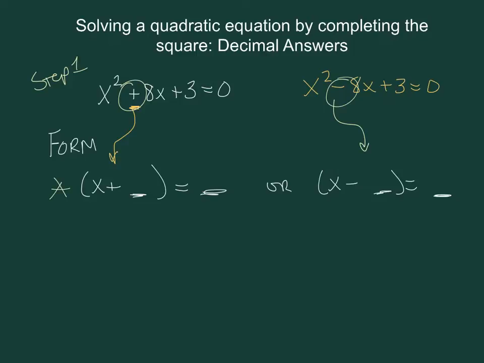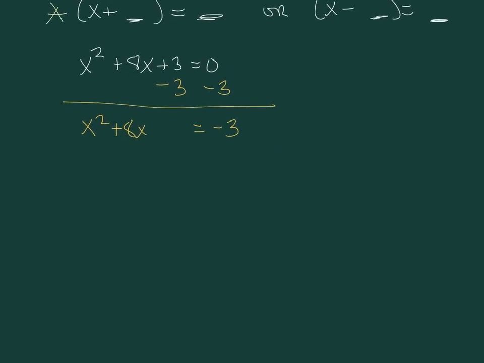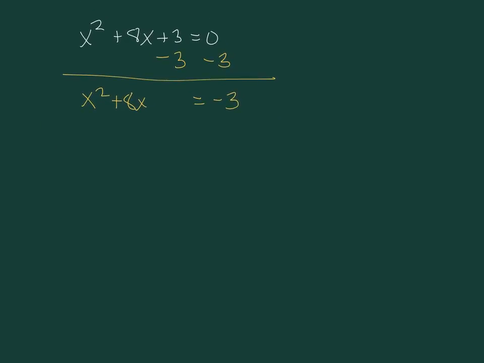Now, let's look at the problem. So x squared plus 8x plus 3 equals 0. The whole goal here is to get x squared and x by themselves on the left. So we're going to subtract 3 from both sides. Okay, step 1. So x squared plus 8x, I'm going to leave a space, and I'm going to say negative 3.